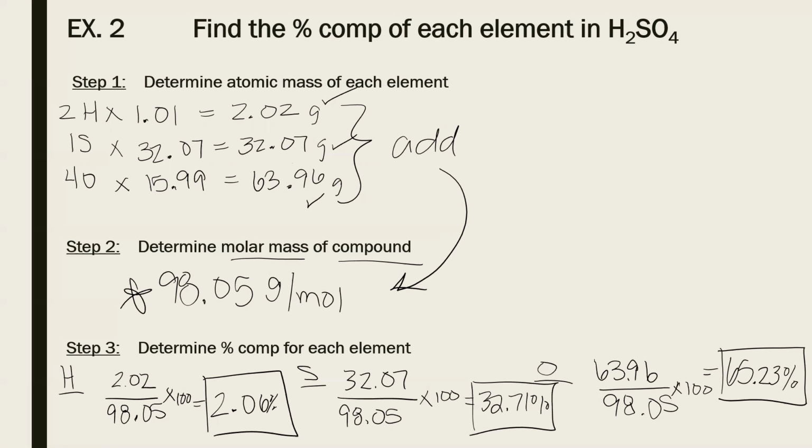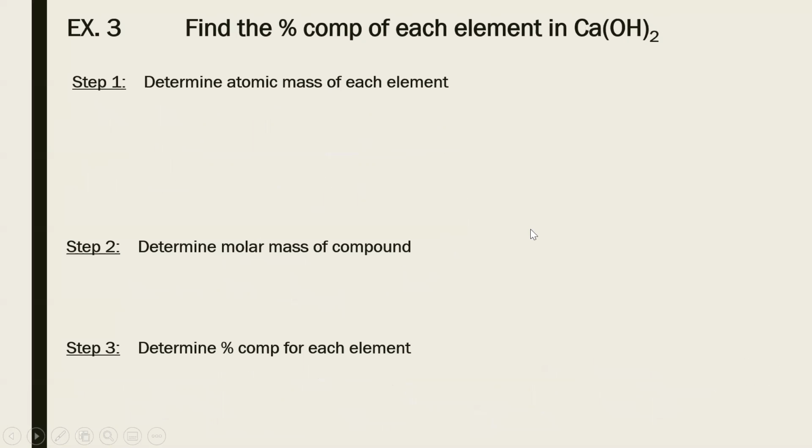Okay. Let's try one more regular example and then we'll move on to just something a little bit different. Okay. Determine the percent composition for each element in the compound calcium hydroxide, which is Ca(OH)2. Remember, you have to distribute this 2 to everything inside the parentheses. So I have 1 calcium, 2 oxygen, and 2 hydrogen.